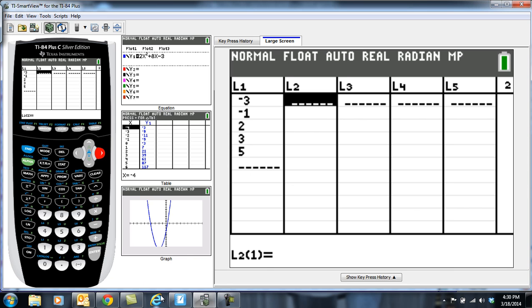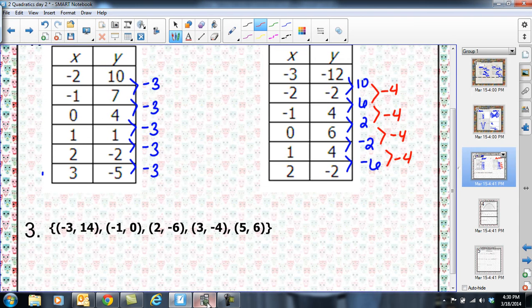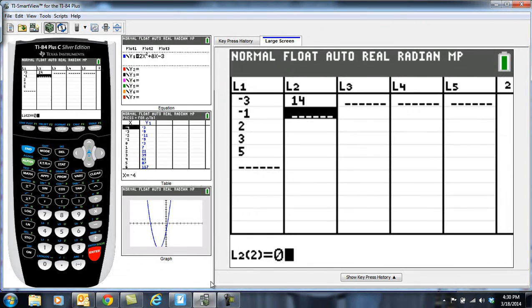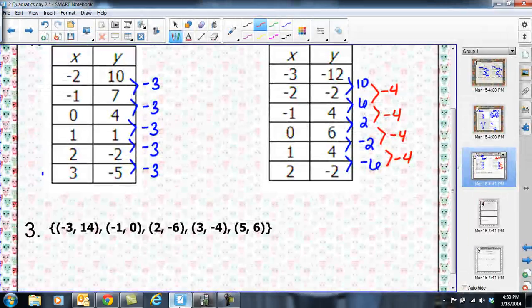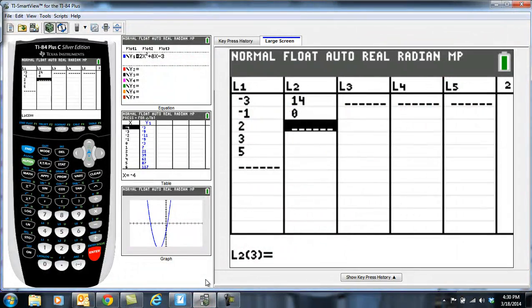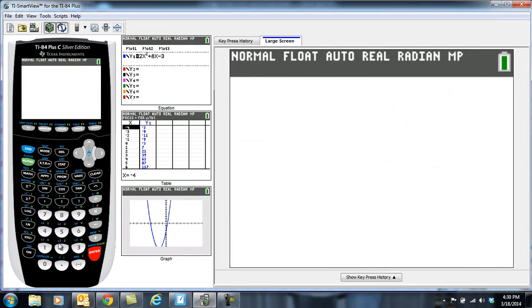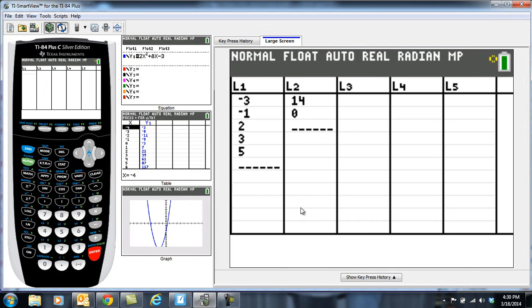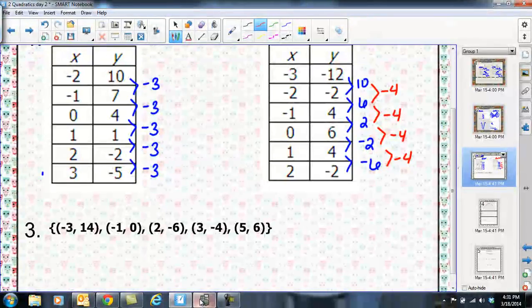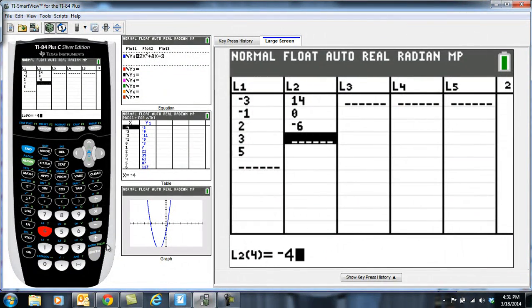Then I'm going to go over here to list 2 and put my y values. So I'm going to go 14, 0. And then I'm going to do negative 6, negative 4, positive 6. Whoops. Apparently I had a problem. Let's try that again. Negative 6. Oh, there we go. Then negative 4 and positive 6. So there are my values.